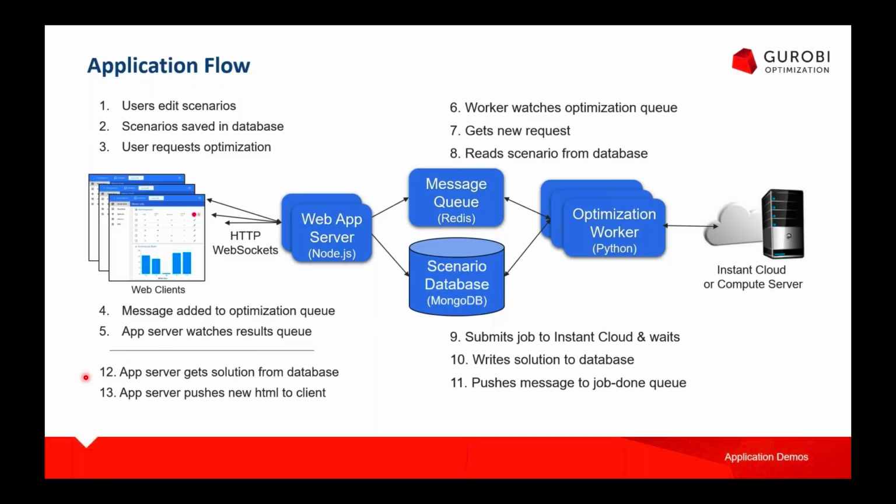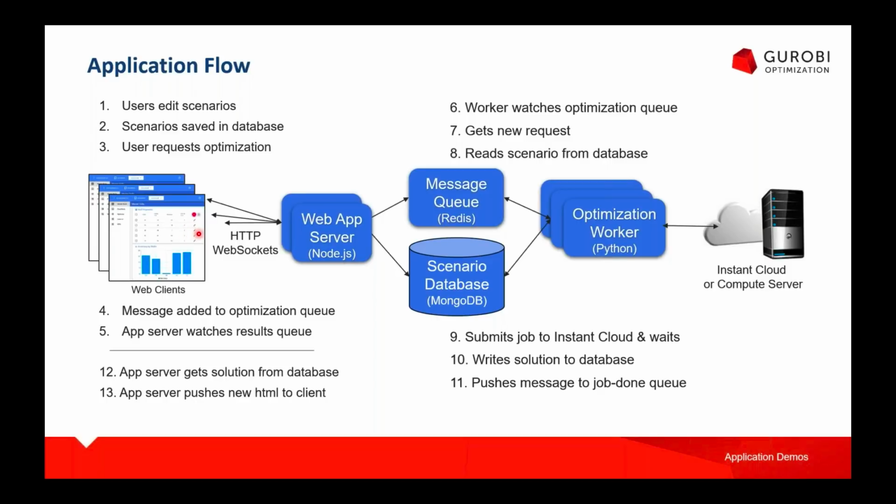Now we'll come back over to the lower left, and number 12, the app server then sees this new item in the solutions queue, and it gathers identifying information from it. It says, oh yeah, I know this job. This is the one I'm watching for this particular client session. So it's got a notion of what sessions are going on, so it then goes to the scenario database and loads the solution for that problem and generates web pages, or web content really, and pushes them into the client.